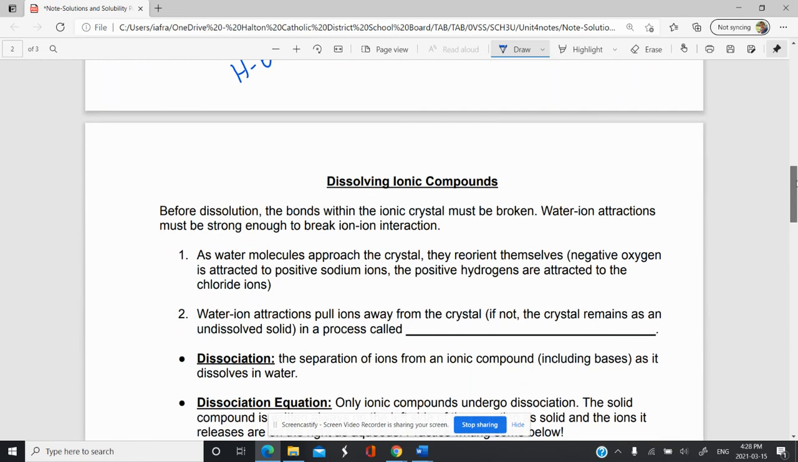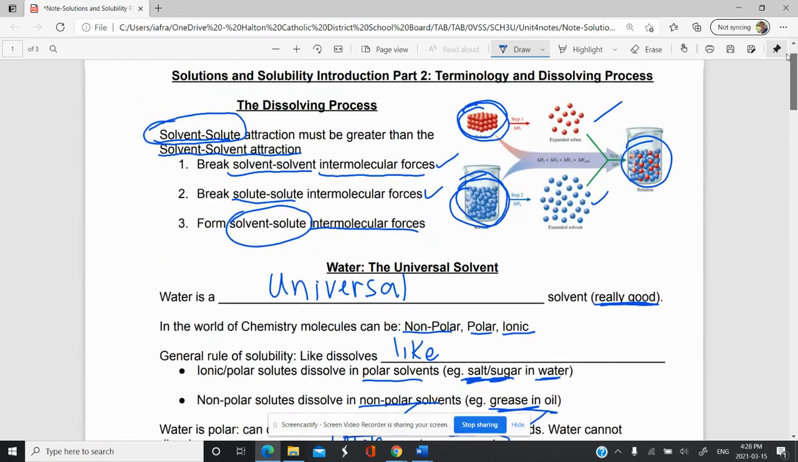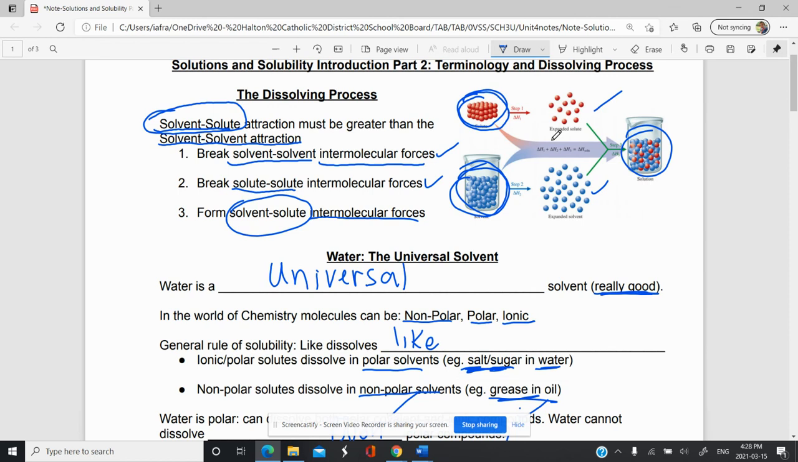And so in the next video, we're going to take a look at how this dissolving process works for ionic compounds, and then we'll take a look at how the process works for molecular compounds as well. To summarize, in this video, we saw that the dissolving process involves breaking intermolecular forces between solvents and between solutes, and creating intermolecular forces between solvent and solute.